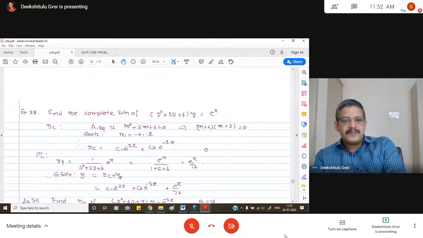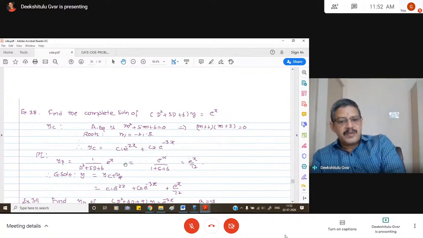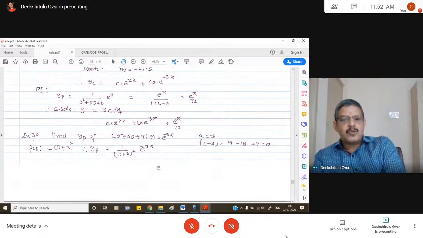Okay. And coming to the particular integral, 1 by f of d e power x. Because this is e power ax, a is 1. If you substitute here, e power x by 1 square plus 5 into 1 plus 6, that becomes e power x by 12. So the general solution is complementary function plus particular integral: c1 e power minus 2x plus c2 e power minus 3x plus e power x by 12.